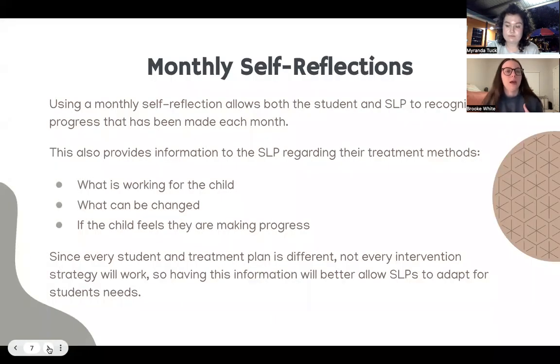So another type could be a monthly self-reflection that could also be used with the pre-evaluation or just on its own. And so this allows both the student and the SLP to recognize the progress that's been made each month. It provides information to the SLP regarding their treatment methods, such as what's working for the child, what may need to be changed, or to adapt to the student needs.